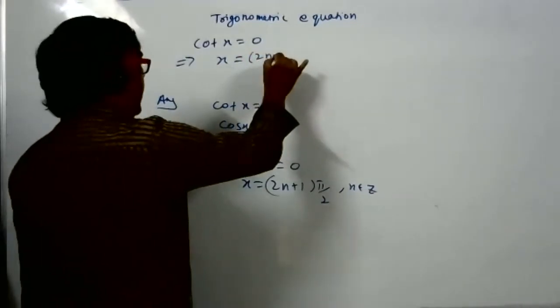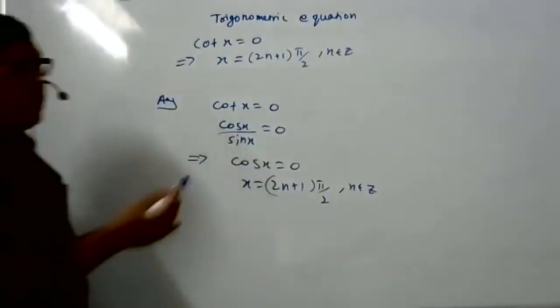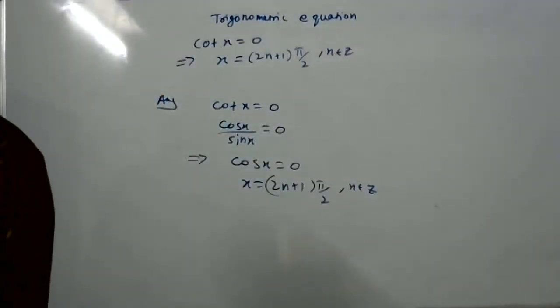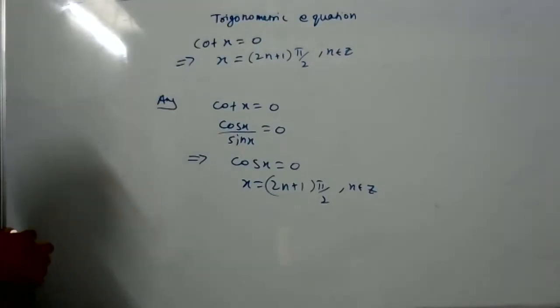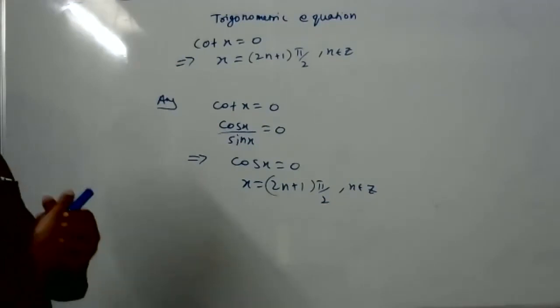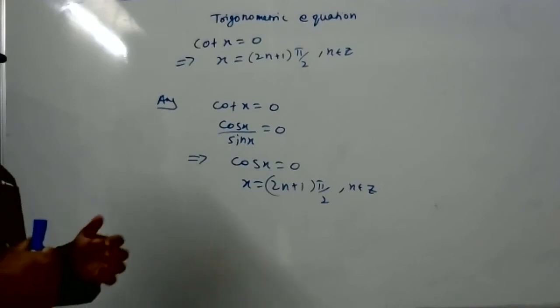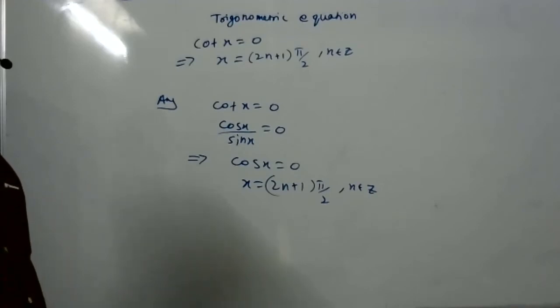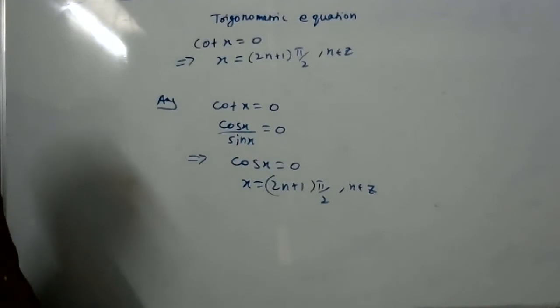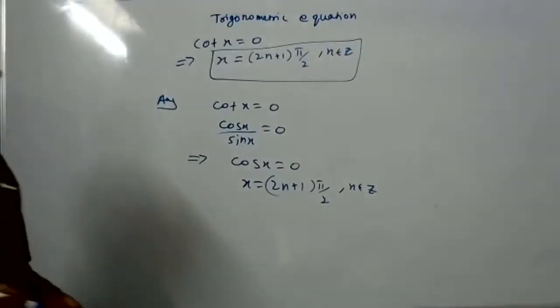This way, or by graph also we can analyze, because the cot x graph will intersect the x-axis at odd multiples of pi by 2. By graph also we can very easily understand this. And mathematically also it is very easy. These formulas have to be memorized. x is equal to (2n plus 1) pi by 2.